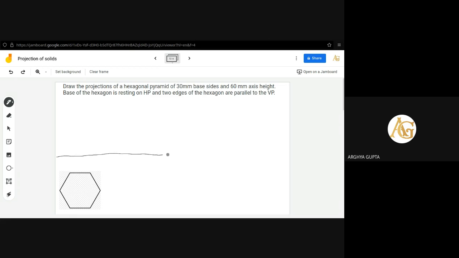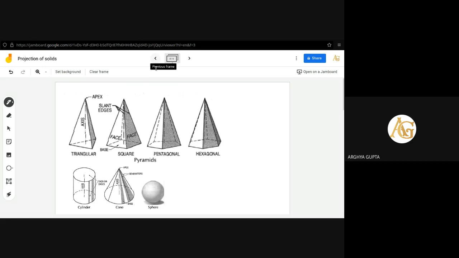Then we need to draw a horizontal line, that will be our ground line. Okay, so the ground line is given. You can name that XY, X and Y. This is the ground line. As there is a pyramid, now you can see, let me go back to the pyramid. Okay, see, a hexagonal pyramid.